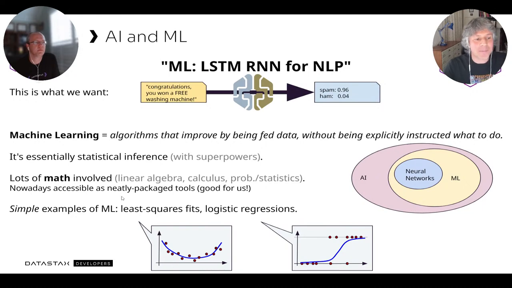Okay, so back to the topic. There is not even a very precise definition of machine learning. It's one of those concepts that are a bit fuzzy at the border. You can say that machine learning is a set of algorithms that improve by consuming and being fed data. And to some extent, they do not need to be explicitly told what to do to achieve that goal. From a statistical standpoint, machine learning is a very powerful form of statistical inference: using known points to build a statistical model ready to be applied to new points, to new input values.